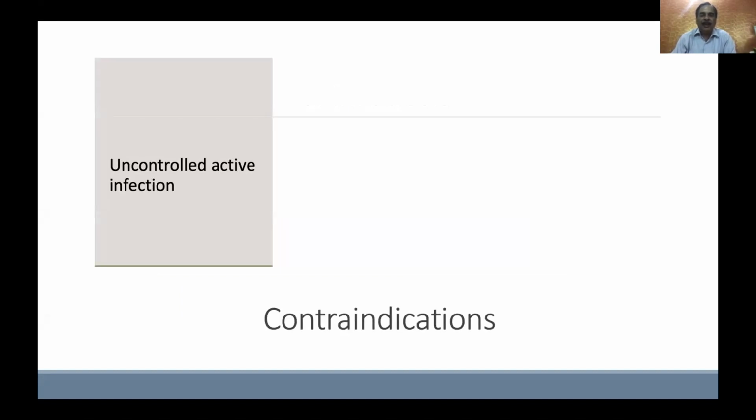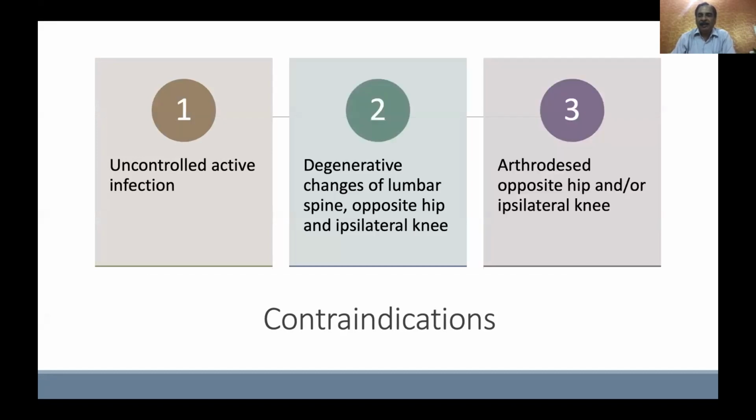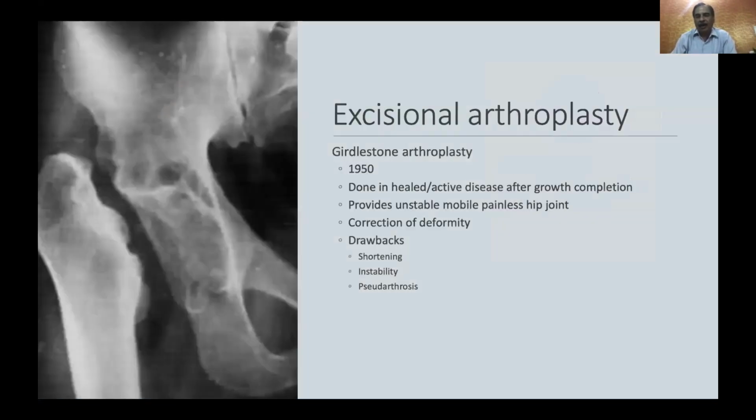Contraindications to arthrodesis are uncontrolled active infection, degenerative changes of the lumbar spine, opposite hip or ipsilateral knee, or arthrodesis of the other joint on the ipsilateral or contralateral side.